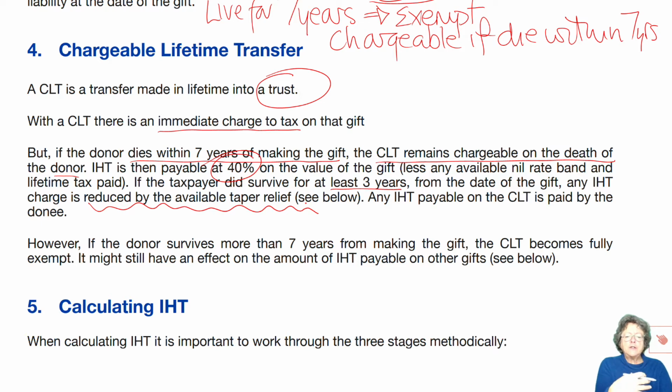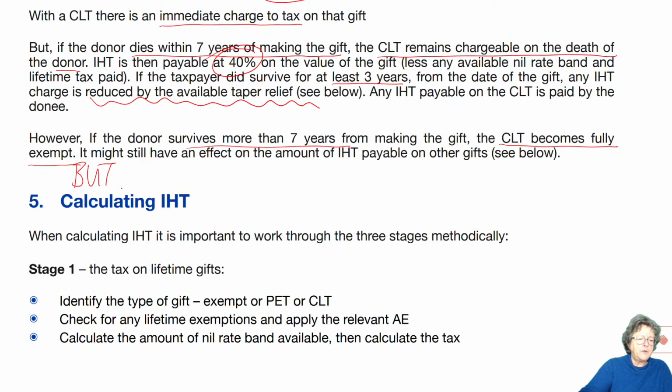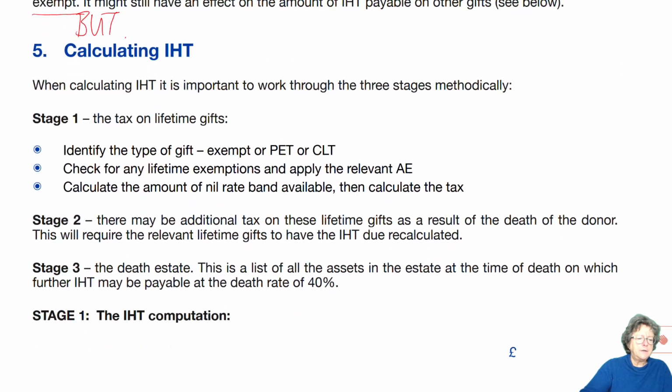And the IHT payable at that time, because the donor has died, the donee, i.e. the trust, will have to pay that tax. If they survive more than 7 years from making the gift, the CLT becomes fully exempt. But, there is a big but. It might still have an effect on the amount of IHT that is payable. So how do we calculate IHT?